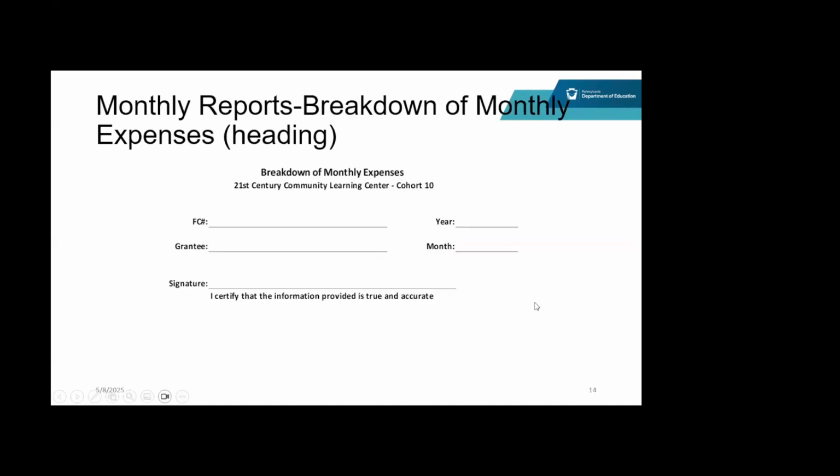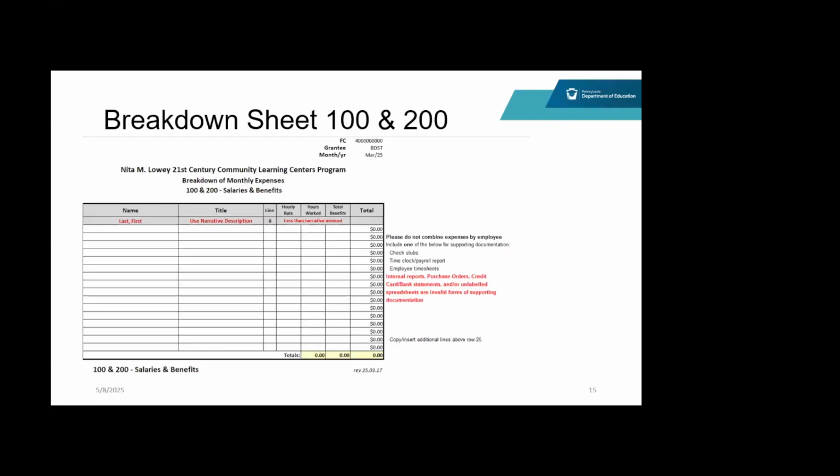All breakdown sheets will have the items above on them. Only those breakdown sheets that have totals for the month are necessary to turn in. However, grantees will submit a cover sheet each month, regardless of the amount being requested.